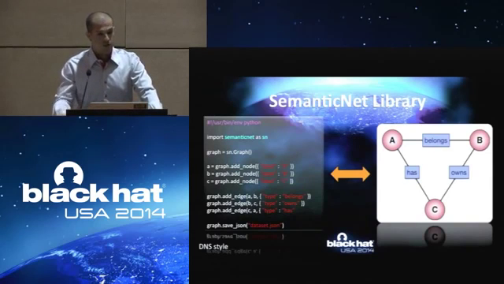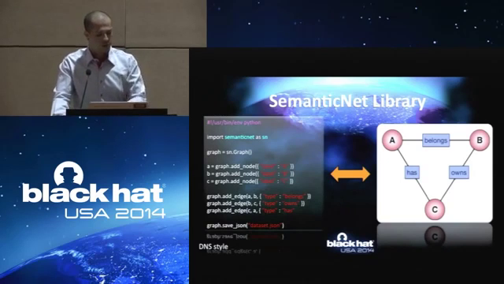So it's very simple. The semantic net library. First, we import the library. It's in Python. We create a graph. We can add a couple of nodes, a couple of edges, and then we can save the data set. Super simple. That gives you the equivalent of the diagram you have on the right.